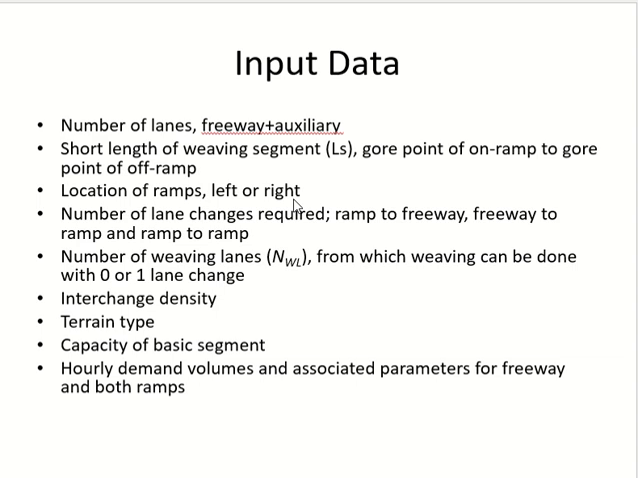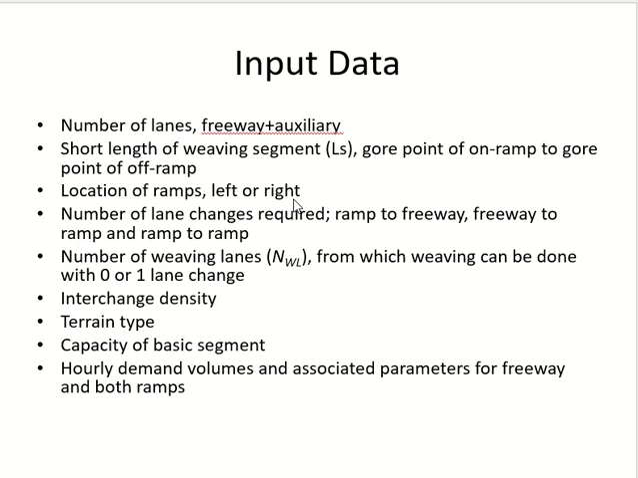Interchange density, number of interchanges per mile. Interchange is the connection between two roads which are at different levels. So how many interchanges do you have per mile? Terrain type, we know, gradient, level, rolling. Capacity of the basic segment, basic freeway capacity, for which we have used the equation earlier. The capacity of a basic freeway segment without ramps, we have an equation for that. We basically need the free flow speed. If you have the free flow speed, you can calculate the capacity.